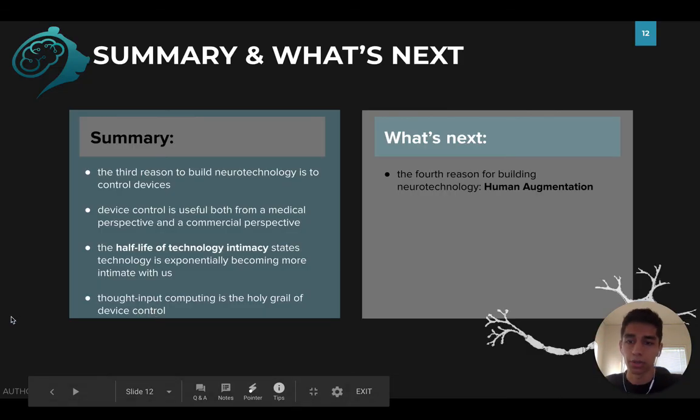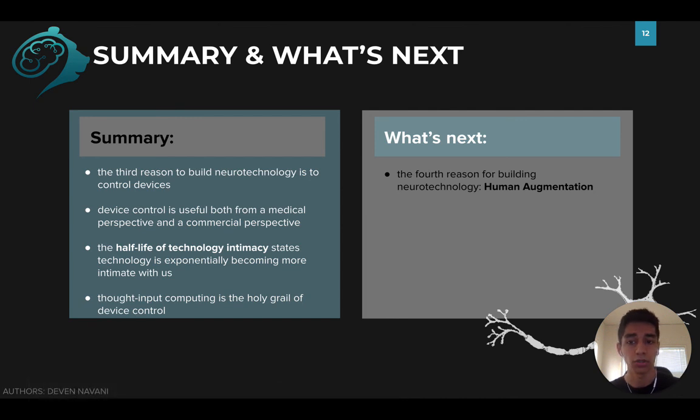So in summary, the third reason to build neurotechnology is to control devices. And device control is useful from both a medical perspective and a commercial perspective. The half-life of technology intimacy from Josh Wolf states that technology is exponentially becoming more intimate with us. And thought input computing is the holy grail of device control because it gets rid of the middleman. There is no voice assistant, there is no keyboard, there is no mouse, there's no ring in the middle of our intentions and the device.